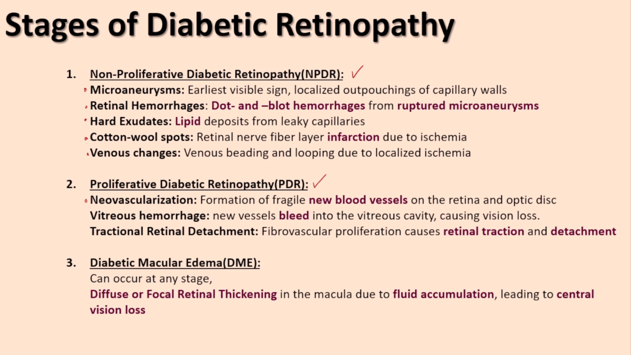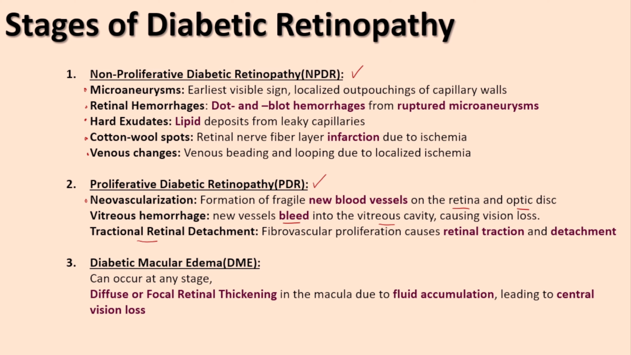So the new blood vessels are fragile, and as a result they can bleed. These new blood vessels are forming on the retina and optic disc. As a result of these new weak blood vessels, we have bleeding into the vitreous cavity, and this can cause vision loss.